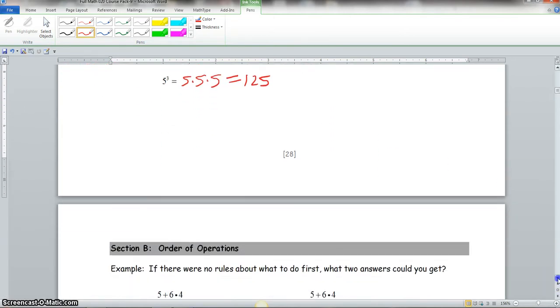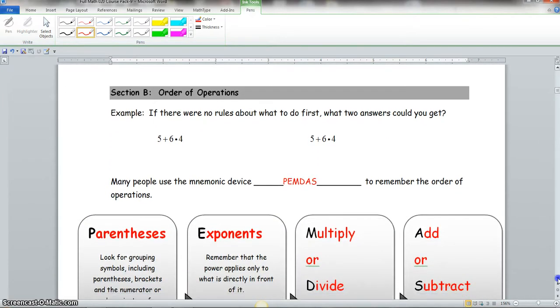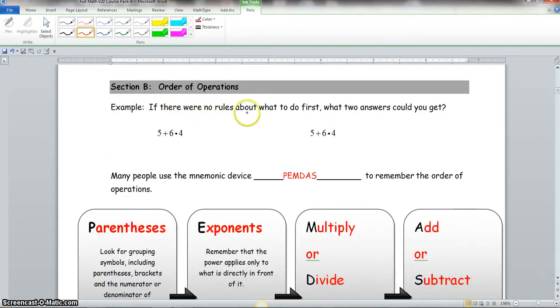Now we scroll down. We come to order of operations. Now it says if there were no rules about what to do first, what 2 answers could you get? Now, if there were no rules, we'd just go from left to right. 5 plus 6 is 11 times 4. And we know 11 times 4 is 44.